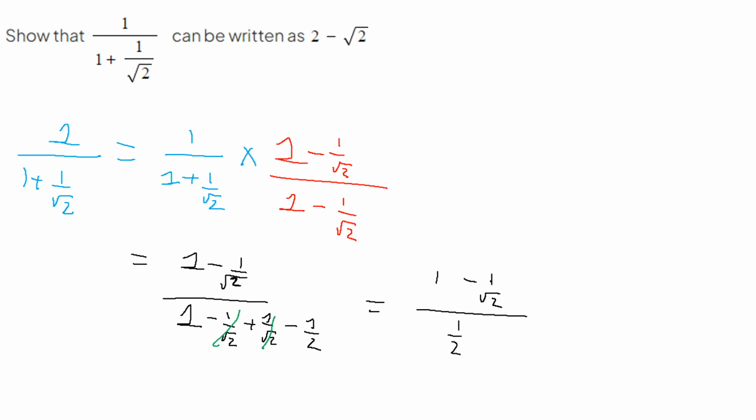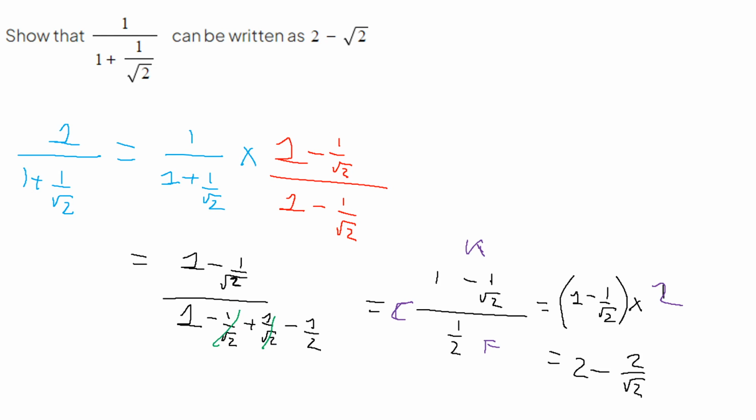Yeah? And now that's the same as writing 1 minus 1 over root 2 divided by 1/2, and remember from our fraction classes, we keep, we flip, and we change. So this is the same as 1 minus 1 over root 2 times 2, which is the same as 2 minus 2 over root 2.